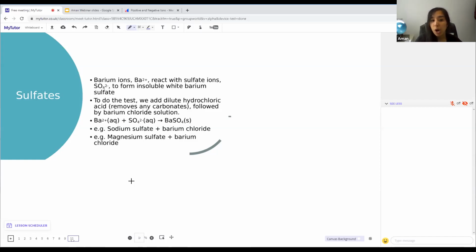So remember, the test for a carbonate is to add dilute acid, and if carbon dioxide is given off, which we test by using lime water, then we know we have a carbonate present. So when we're testing for a sulfate, first of all, we need to make sure we don't have a carbonate. So we add hydrochloric acid.